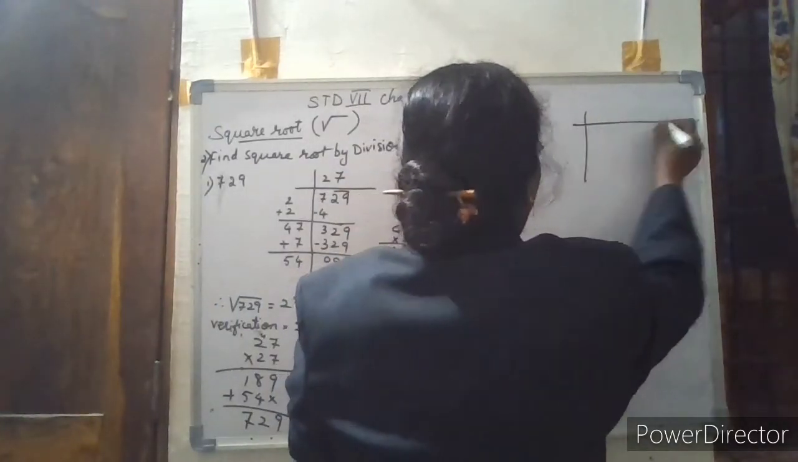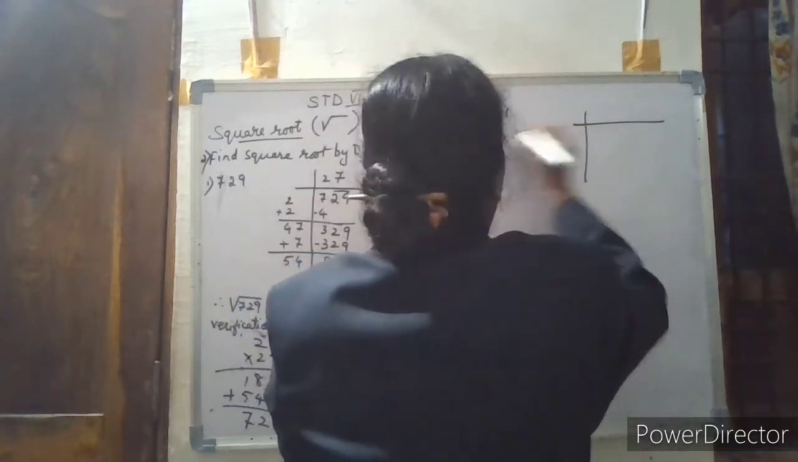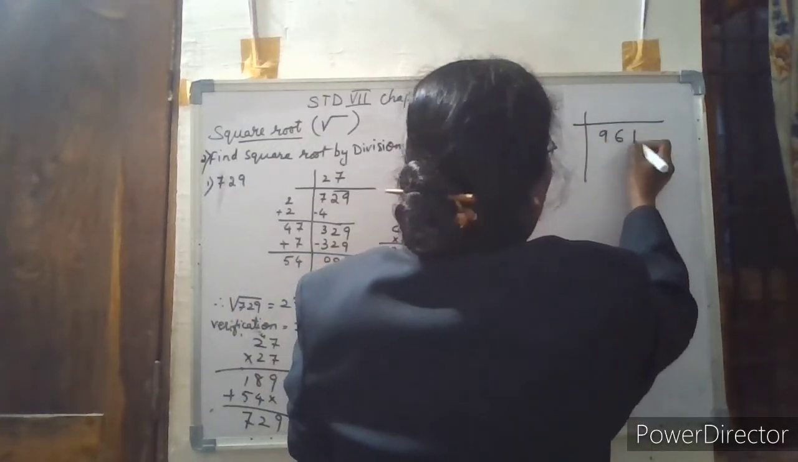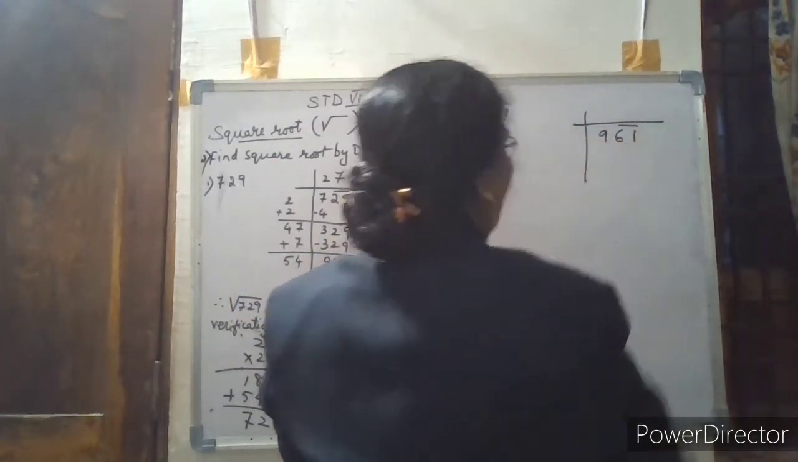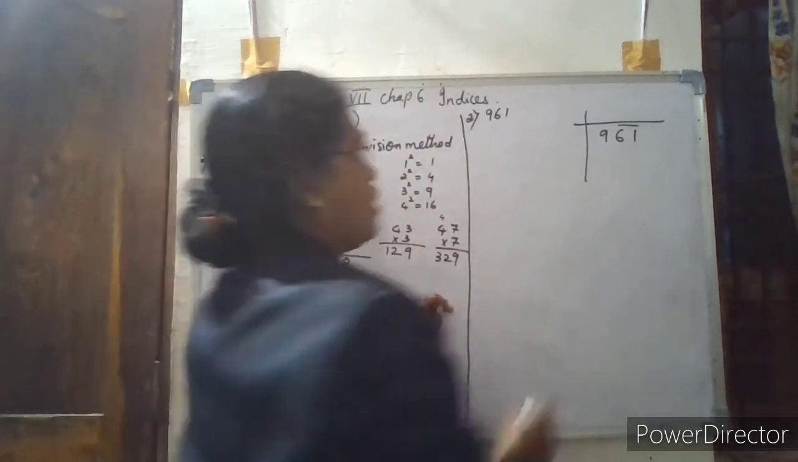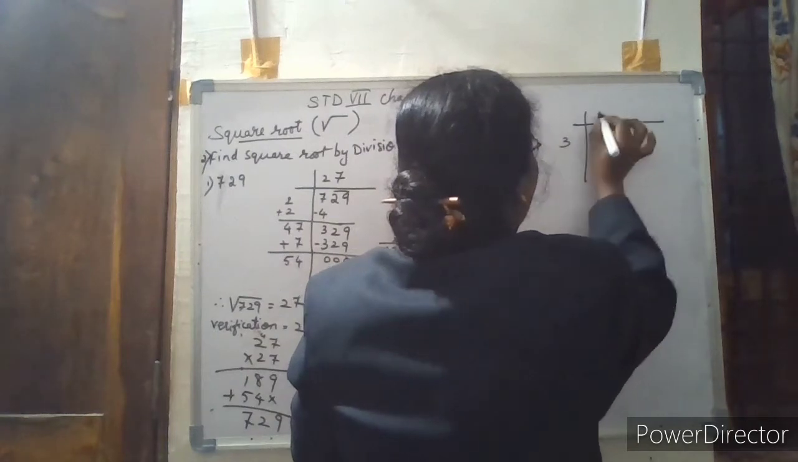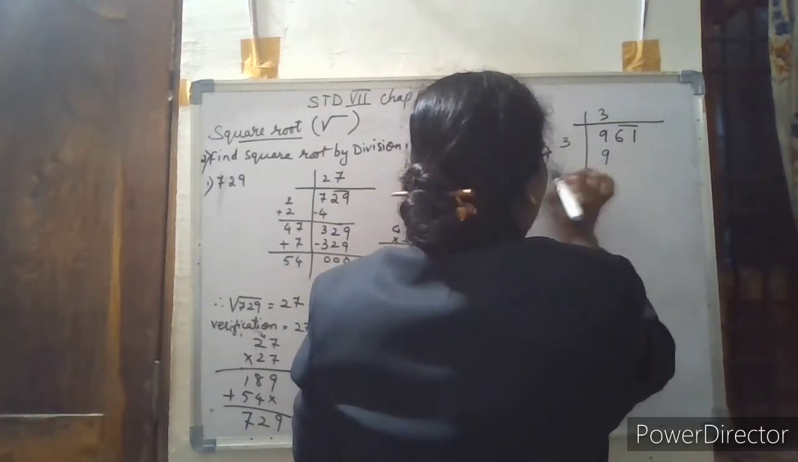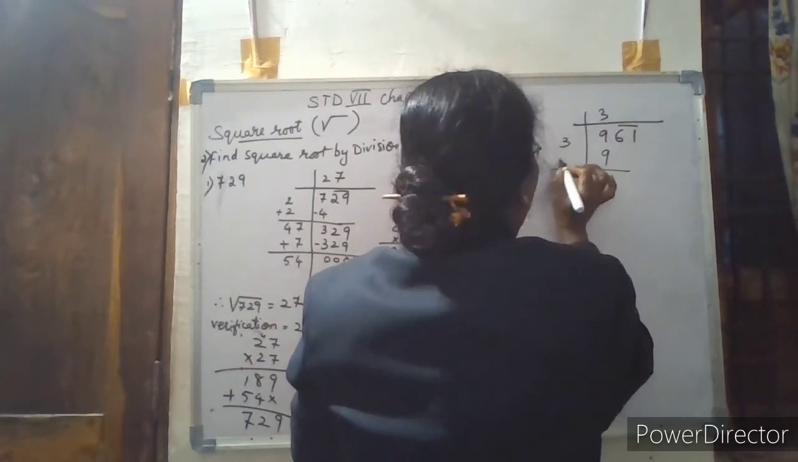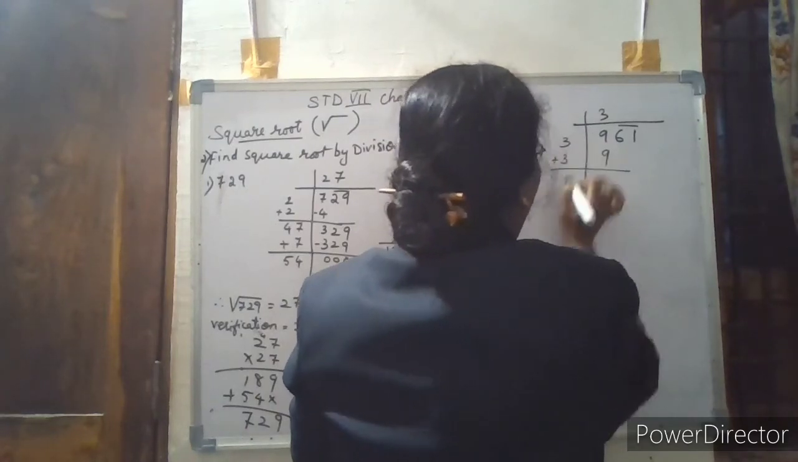box, we make 961. 1, 2. Here only one number is remaining, and this is a square number itself. So 3 3s are 9. 3 3s are 9. 3 plus 3 I have to write here. So I get 6 here, subtract it, I got 0.